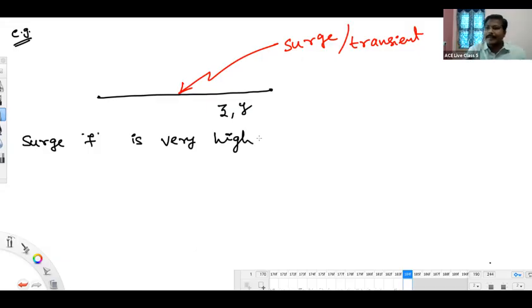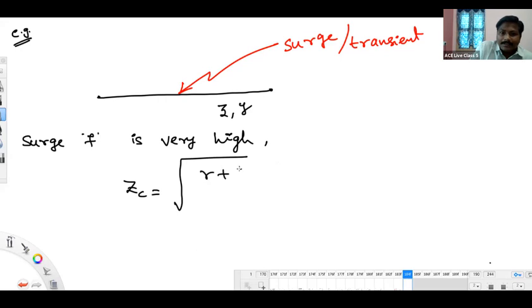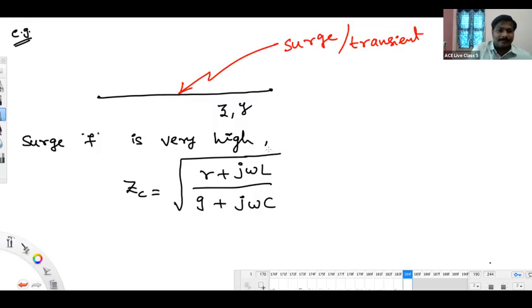Surge frequency is very, very high, we can say. Whenever the surge frequency is a very, very high number, and if you are about to calculate the characteristic impedance, you can write the characteristic impedance ZC as R plus j omega L in the numerator by G plus j omega C in the denominator.